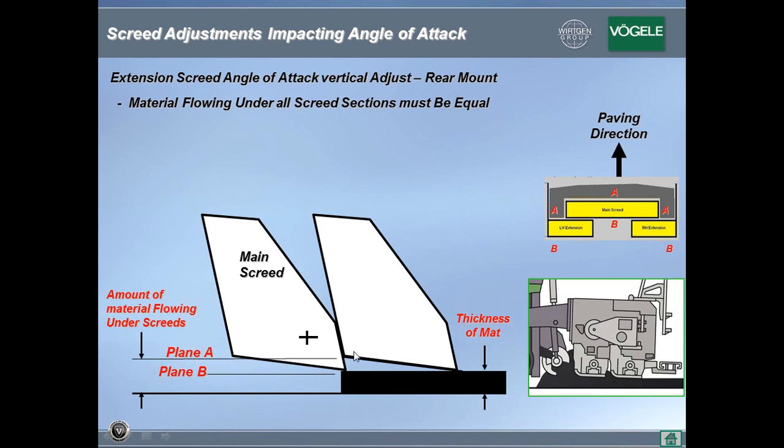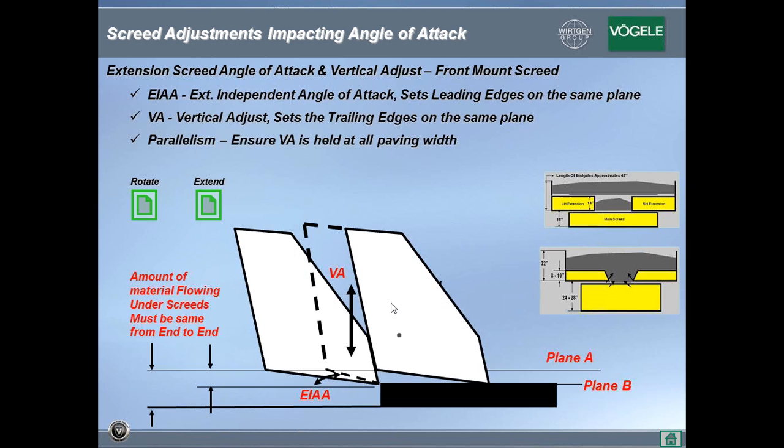So if all the leading edges of the three screed sections are on the same plane, and all the trailing edges of the three screed sections are on the same plane, then the amount of asphalt getting compacted will be the same. The amount of asphalt flow under the screed will be the same, providing your subgrade, of course, is uniform from one side to the other. So it does not matter if it's front mount, rear mount, equal width, unequal width.